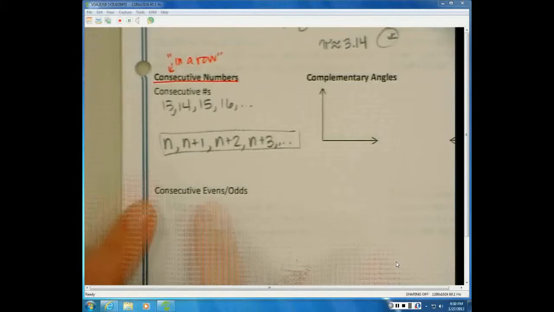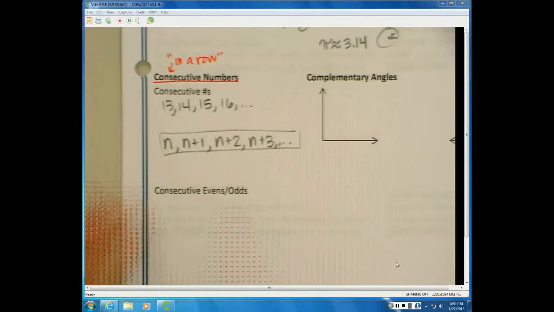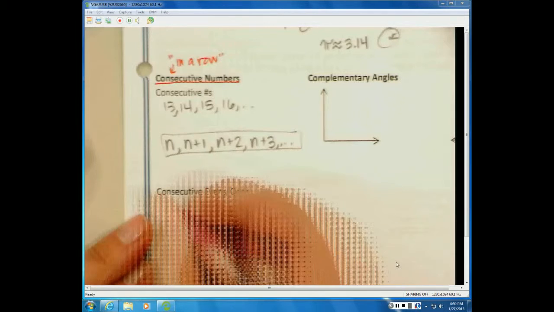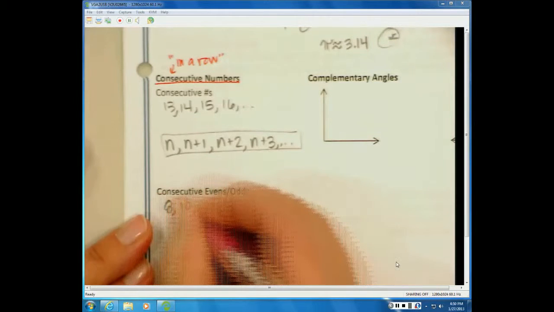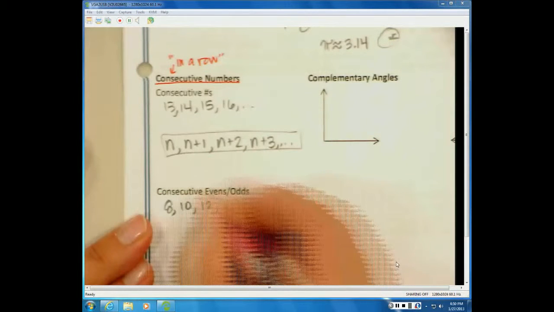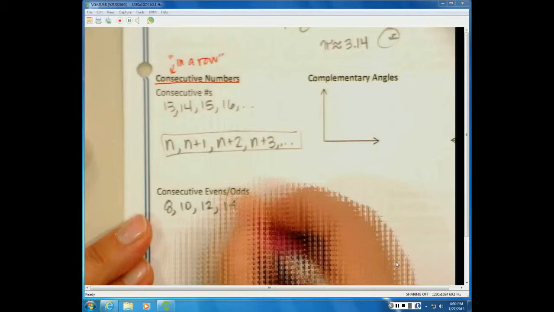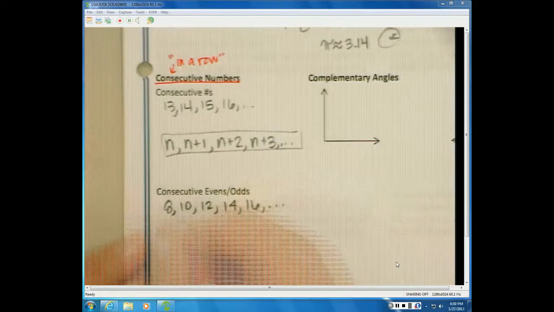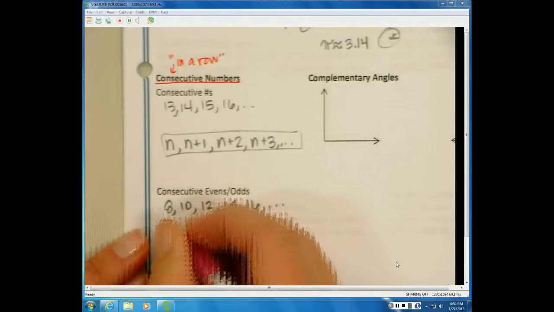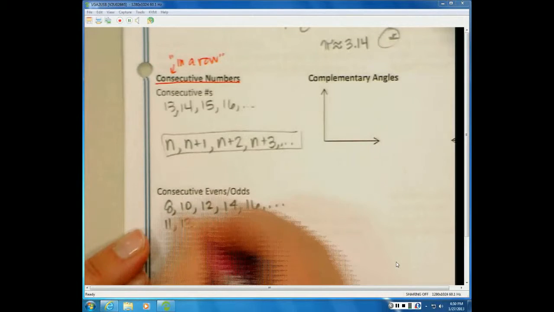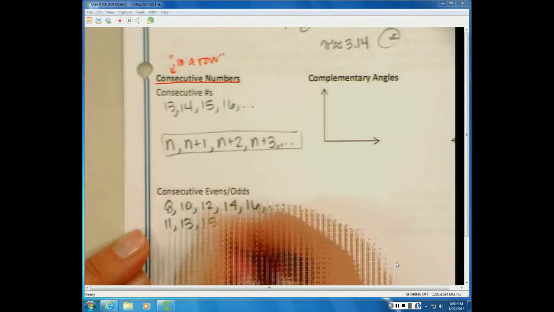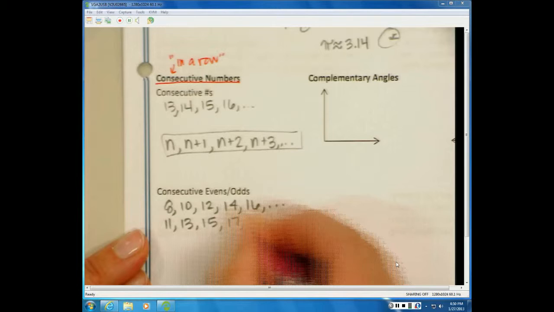If we're talking about evens and odds, it's a little tiny bit different. So let's just write down an example of what consecutive evens might look like. 8 followed by 10, followed by 12, followed by 14, followed by 16, and so on. Consecutive odds might be 11 followed by 13, followed by 15, followed by 17, followed by 19, and so on.